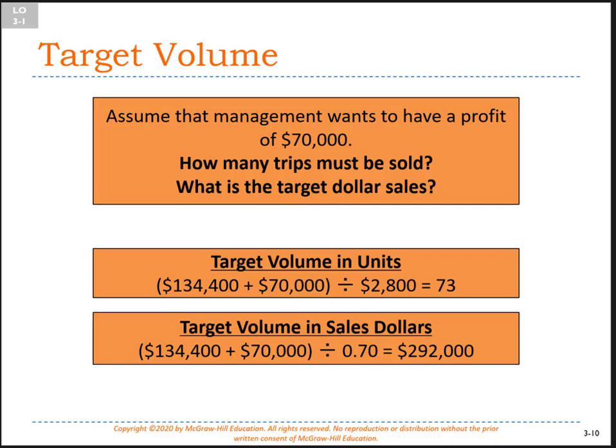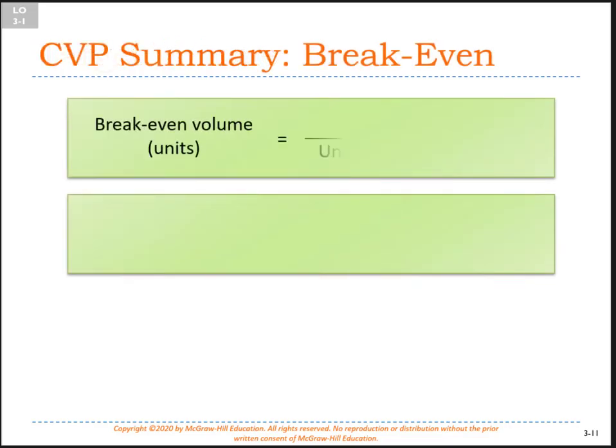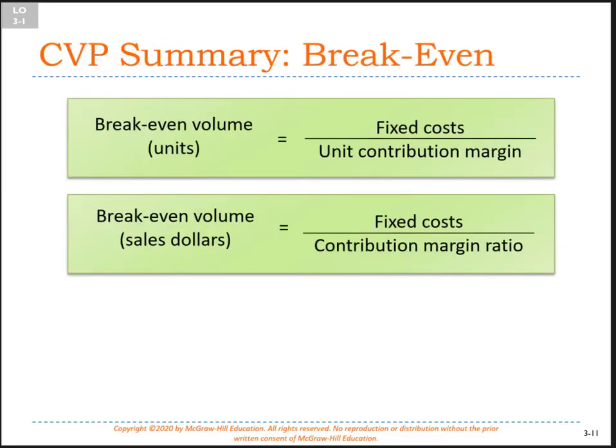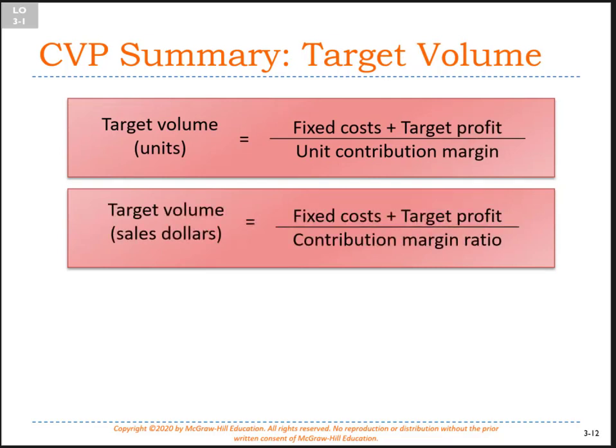Okay, so if we want to make a profit, we want to see how we need to go about it, what our goal needs to be to reach that. That's what we have to look at. So, our two formulas summarized again: fixed cost divided by unit contribution margin, fixed cost divided by contribution margin ratio or percent. If you have a target volume, you simply add it to the fixed cost and do the same formula.